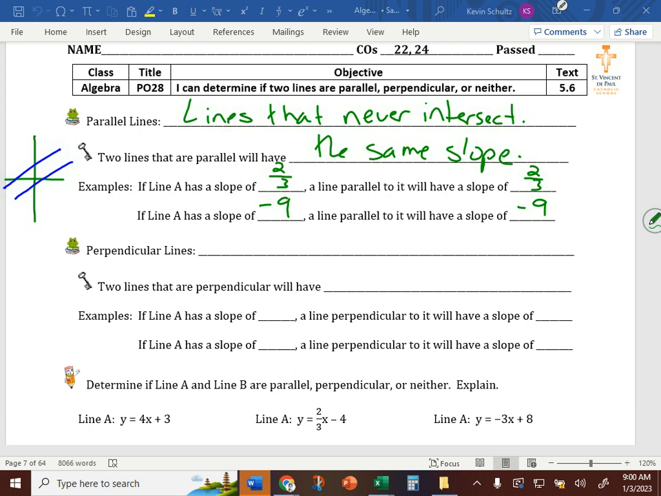The slopes will be the same. Okay? They will go up or down the coordinate plane at the same rate.